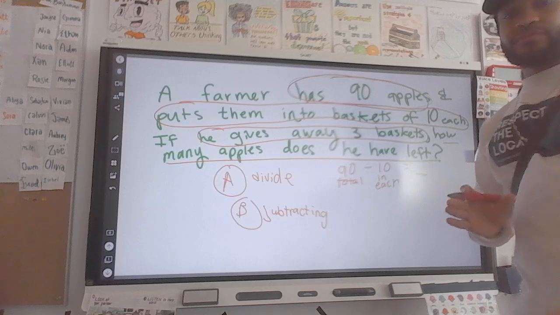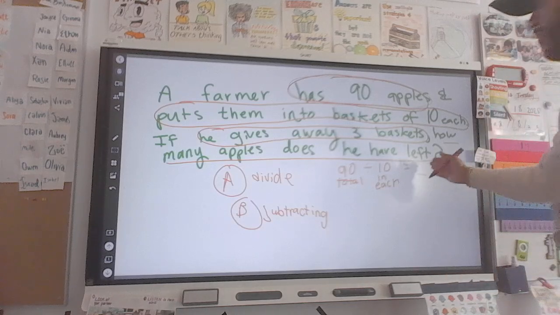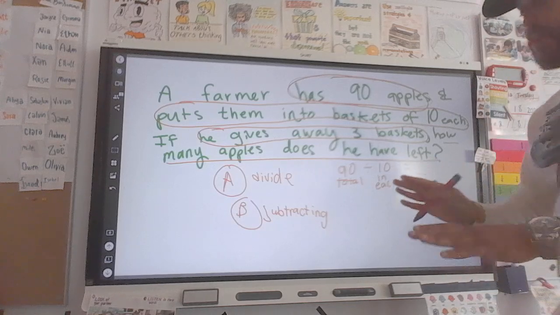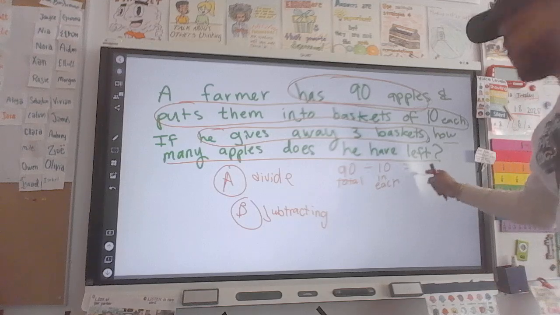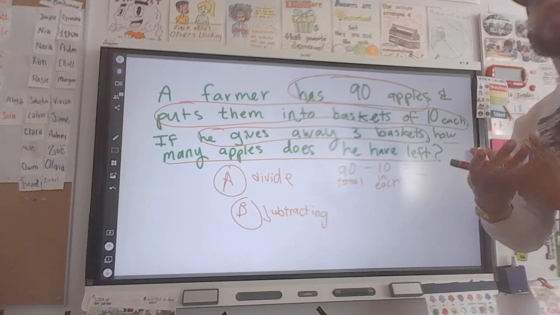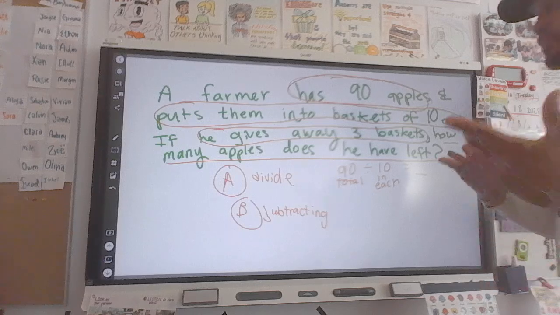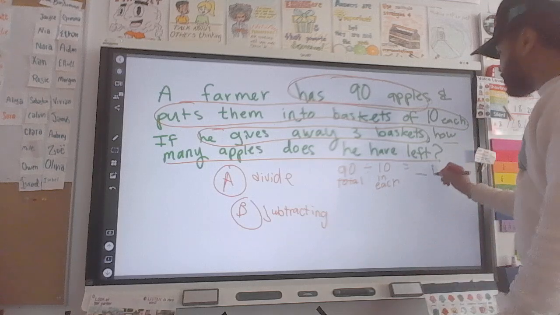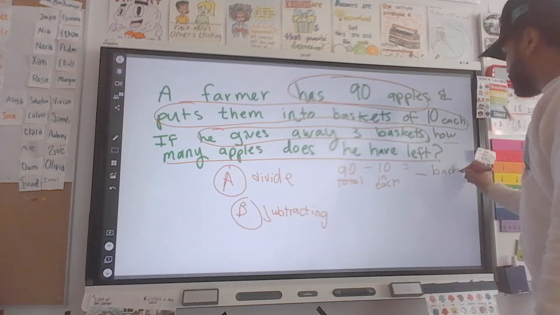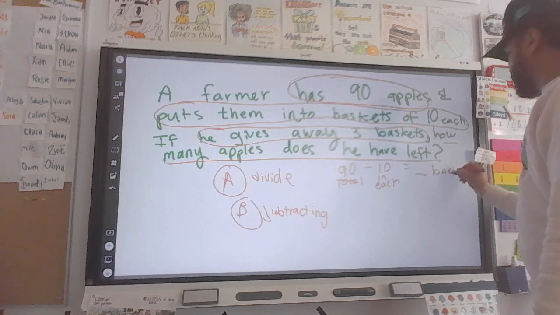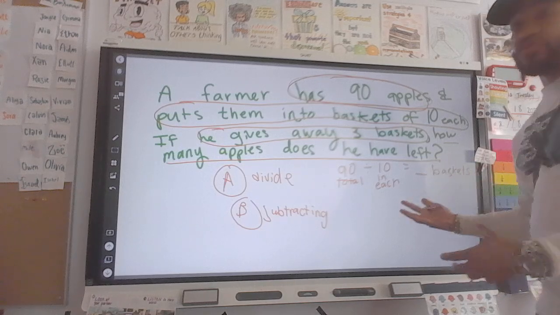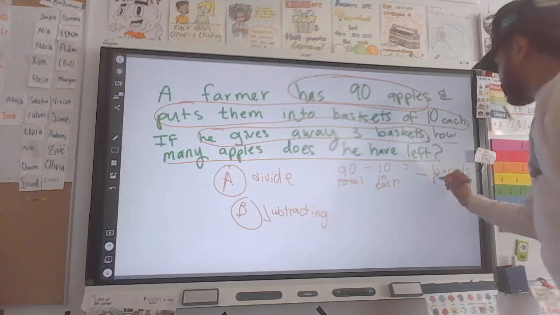Pause for a moment. Think about it. What do you think I'm going to find out? Now, a lot of you might know what the answer is, the number. But what are the units? What are we trying to find out? Now, if you said this is going to tell us how many baskets, ooh, good thing I teach math. Baskets, this is also going to represent the groups.